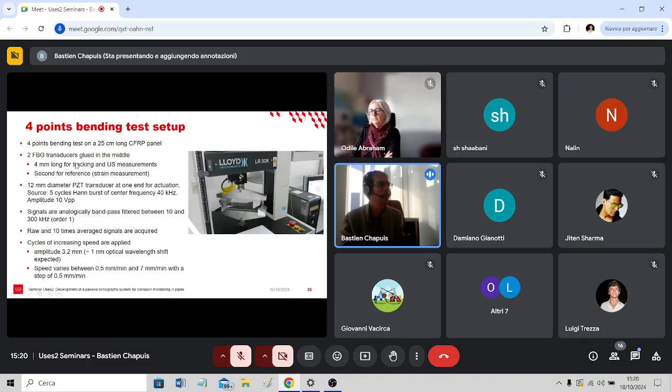To test this principle, we have tested it with a four-point mechanical test. We have a small composite panel here with 2 FBGs. One is to measure the strain that is created by this four-point bending setup, and one is used for ultrasonic measurement and also tracking. Here I will show you some results on inactive, but it doesn't matter. I have presented before the equivalence between active and passive.